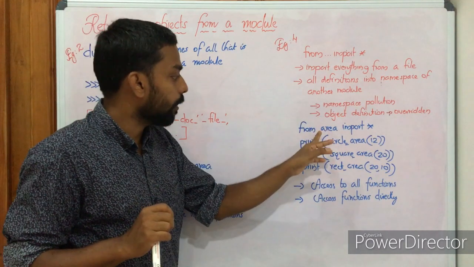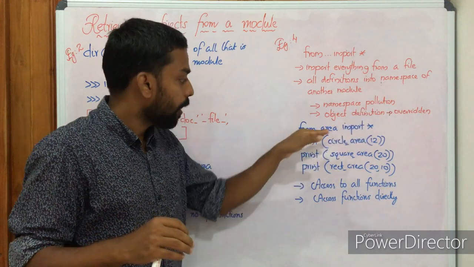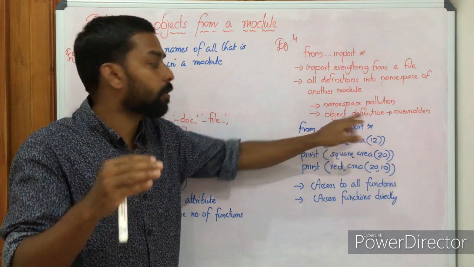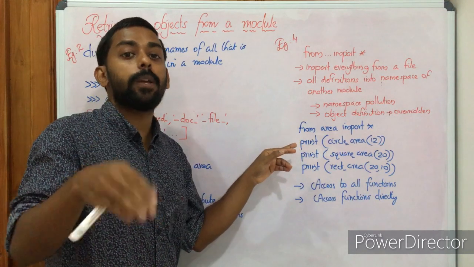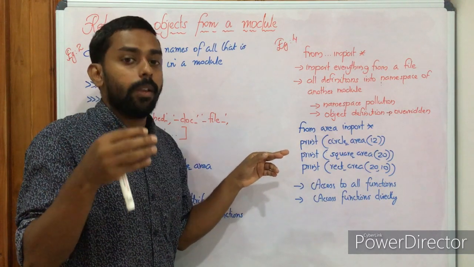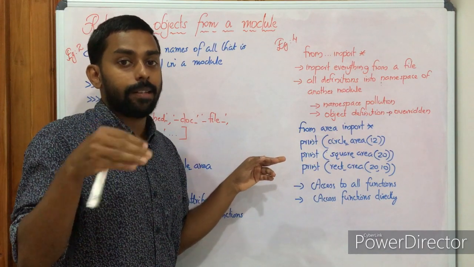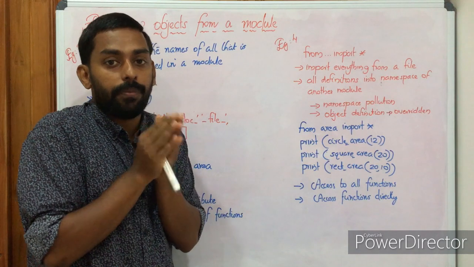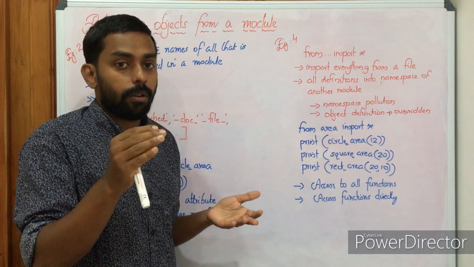Here is an example: from area import star, and here you can see all the attributes of area will be imported to the program or to the namespace of another module. It is not a widely recommended method of importing modules, as it results in namespace pollution, and method, function or variable overriding may also occur.